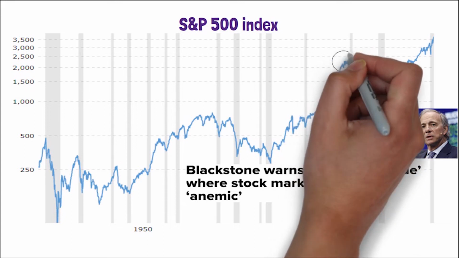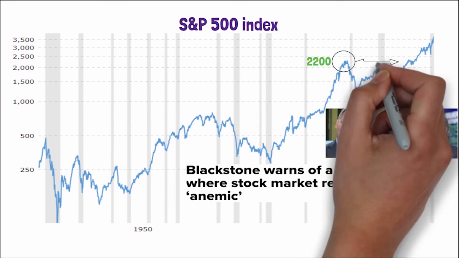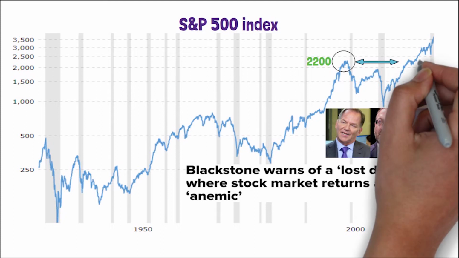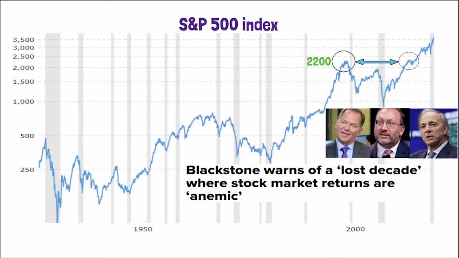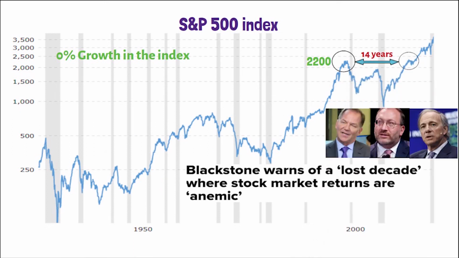In the early 2000s, the S&P 500 index was at 2,200 points. And the next time the market reached these numbers was all the way back in late 2014. People investing around the peak in the late 2000s had zero returns over a 14-year period. But the average dividend of the S&P 500 index over these 14 years was 2%.